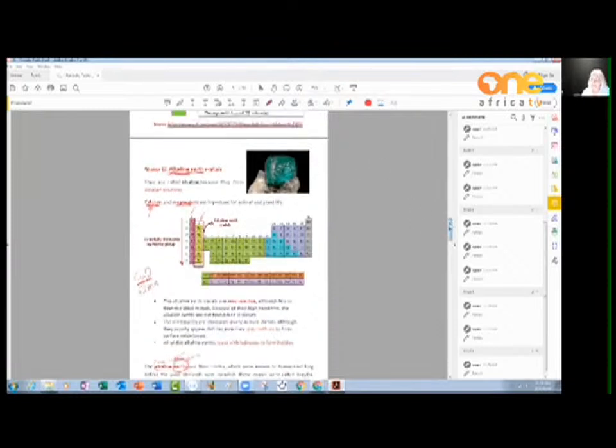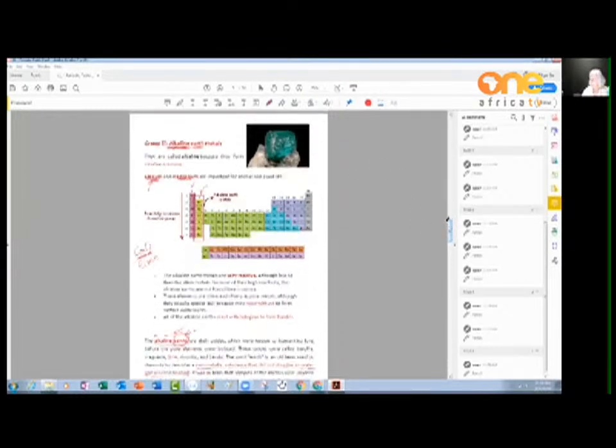And the same applies to the alkali metals of group one. The reason why they're called alkali is because they form solutions which are alkaline. The oxides and hydroxides are alkaline. The same with the group two elements. And that's all we can say about this group. It's not necessary to say anything more.